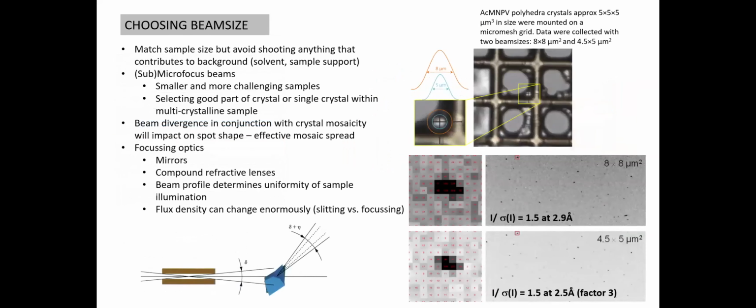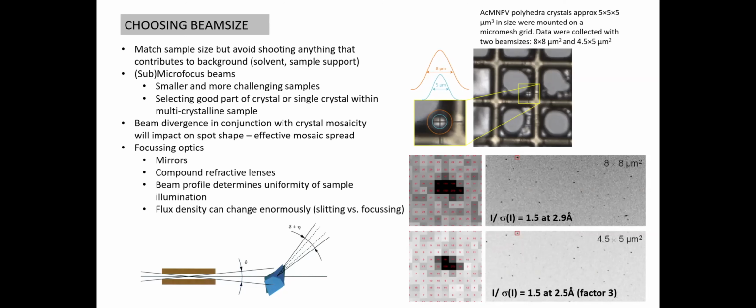We also need to choose the beam size. So we should match the size to avoid shooting anything that is not crystal, for instance, solvent or the sample support. Here there's an example from I24 where they collected on some 5 by 5 by 5 micrometer cube crystals, and they used an 8 by 8 micrometer square beam in one case where they shoot the crystal and a bit of the solvent around, and they adjusted beam size to crystal size.